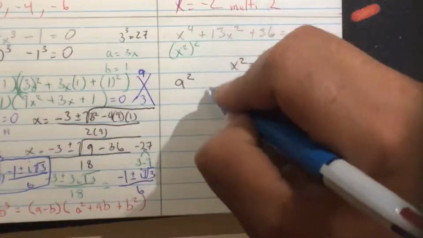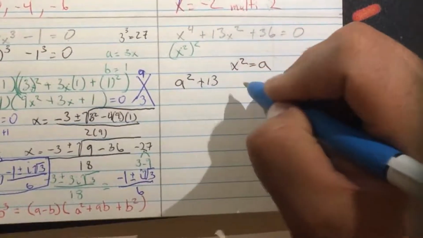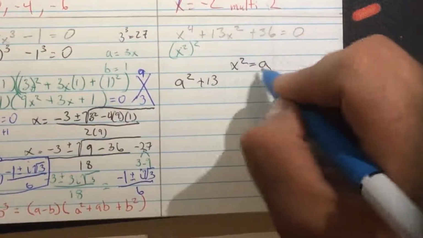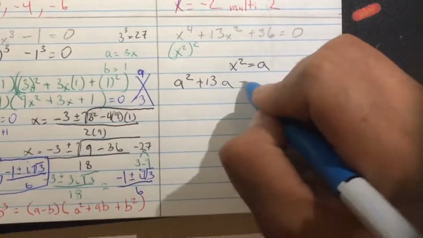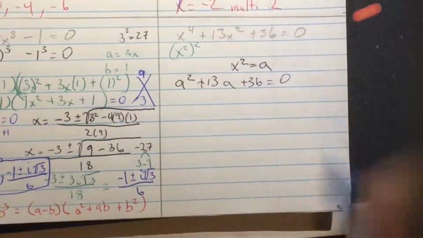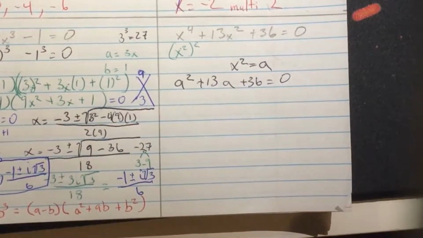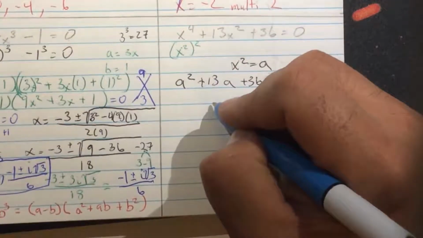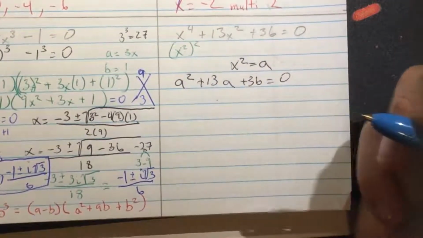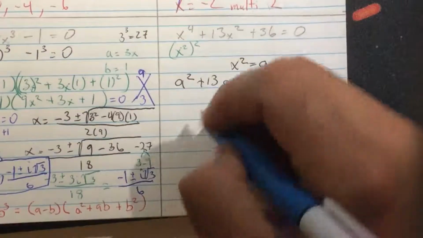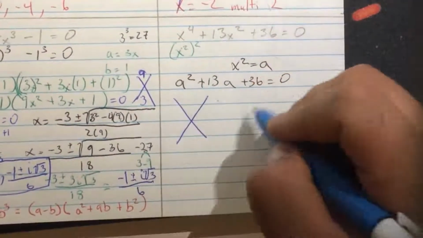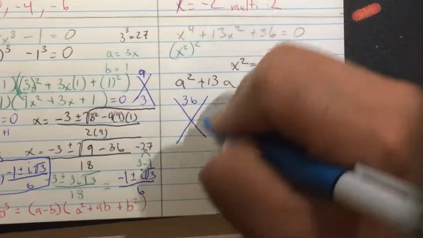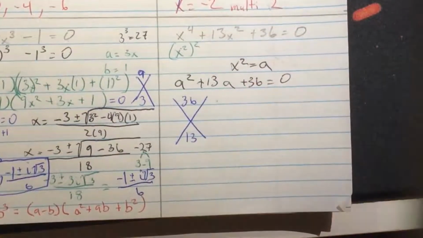Then we bring out this plus 13, x squared equals a, so a plus 36 equals 0. And now this is a much easier problem to work with. I think this will work here when we do our, will it work? Let's see. We need numbers that multiply to equal 36 and add to equal 13.